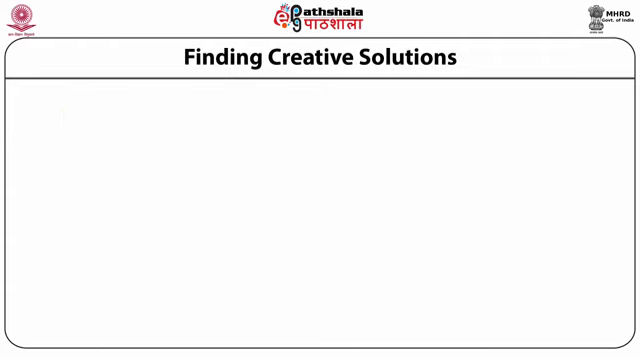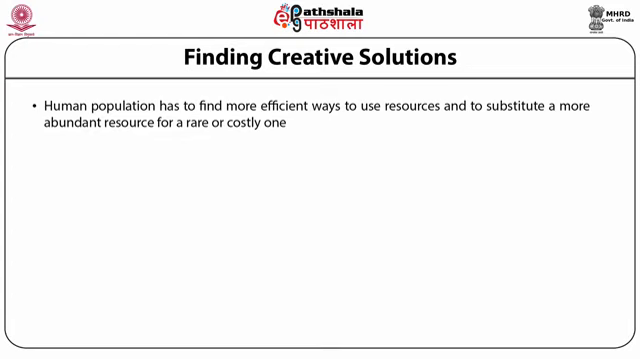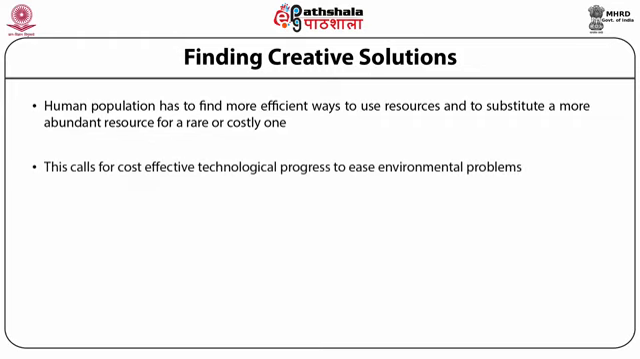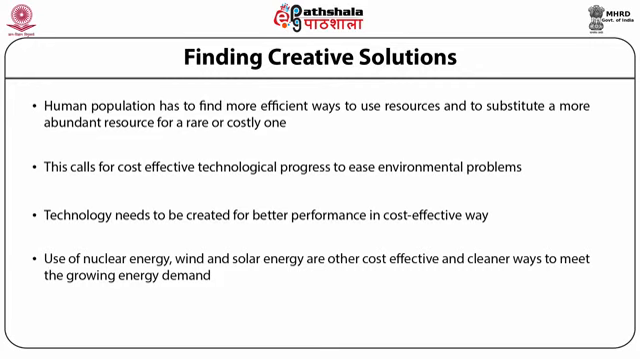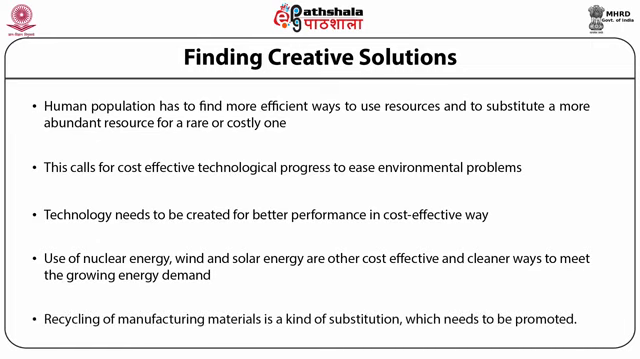Finding creative solutions. Human population has to find more efficient ways to use resources and to substitute a more abundant resource for a rare or costly one. This calls for cost-effective technological progress to ease environmental problems. Technology needs to be created for better performance in a cost-effective way. Use of nuclear energy, wind, and solar energy are other cost-effective and cleaner ways to meet the growing energy demand. Recycling of manufacturing materials is a kind of substitution which needs to be promoted.